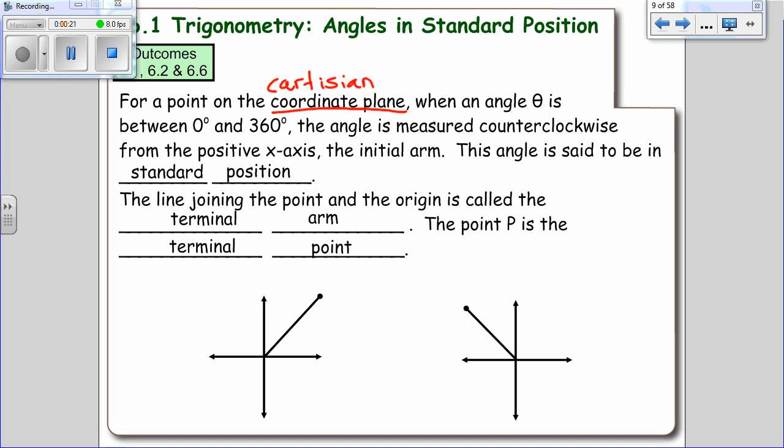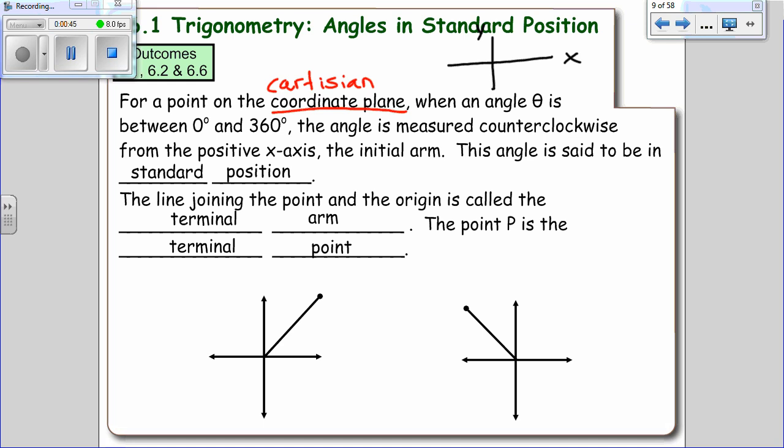A Cartesian plane or a coordinate plane means an XY axis, right? Just a basic graph. So we're going to be putting almost all of our trig to start this semester on graphs like this. XY axis, you guys know all that standard stuff. And we're going to have some set definitions for those Cartesian planes.